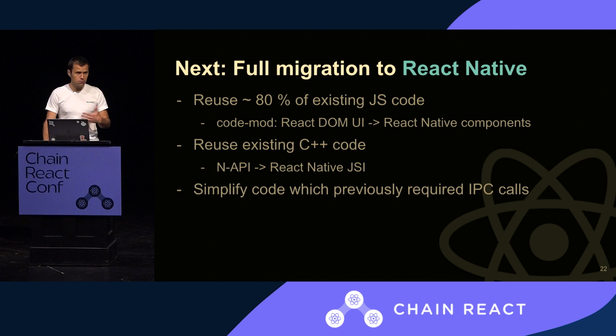We used a technique called code mod, so we basically had some code modification scripts to convert from one layer to the other. We could also use most of the C++ code. There isn't a huge difference between how C++ code is integrated in Electron or React Native. Basically, you have a bridging layer which bridges JavaScript to C++, and you have to convert from one bridging layer to the other. And finally, we could simplify the app in a couple of places. We had to use IPC in Electron because we wanted to communicate between the main and rendering process. React Native doesn't have multi-process architecture. No IPC simplifies your architecture.